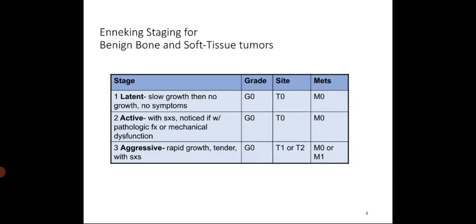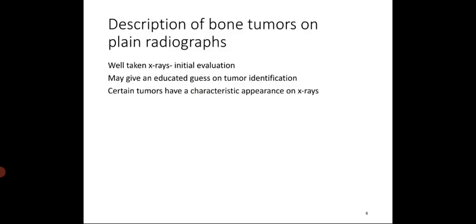For the benign staging, we have the following. So we have the latent, active, and aggressive. So latent tumors, they're usually seen just with regular X-rays. So they don't have any symptoms and they have relatively slow growth. For active, these patients usually present with symptoms. Sometimes the patients have a pathological fracture or mechanical dysfunction. And then for aggressive, you usually see patients with a rapid growth and tender with signs and symptoms.